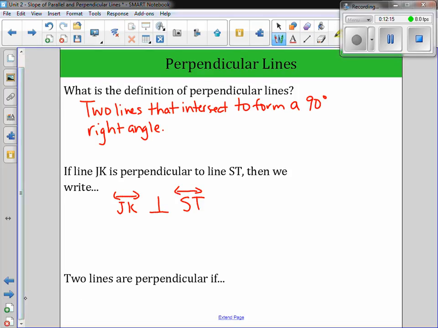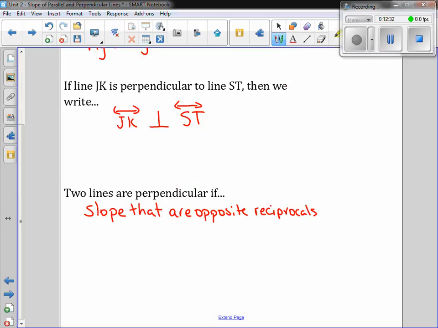Two lines that are perpendicular have slopes that are opposite reciprocals. That means that if the slope of the first line is 1/2, then the slope of the second line needs to be the opposite, which is negative, and the reciprocal, which is 2. We're going to take a look at 3 examples.